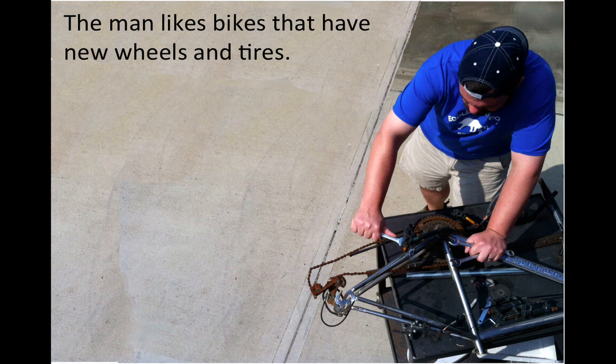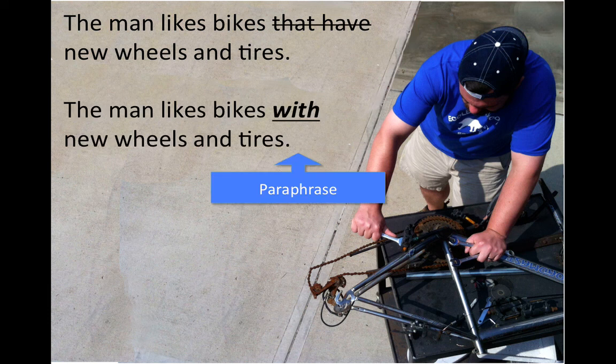Let's look at another example. The man likes bikes that have new wheels and tires. In this case, we have the verb have. Can it be reduced? Well, it's not really a reduction, but it can be paraphrased. The relative pronoun that and the verb have can be paraphrased with the word with. So instead of the man likes bikes that have new wheels and tires, you could say the man likes bikes with new wheels and tires and have essentially the same meaning.